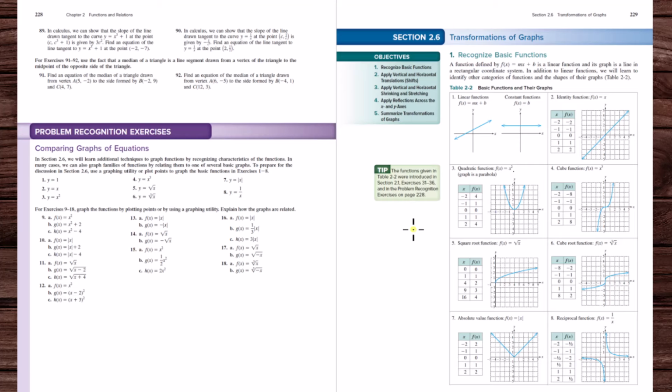You could do the same things with a relation. You could do this with any graph. So what we're thinking about is any equation, function or not function, any equation, you can apply these transformations that we're going to talk about. The types of things we just went over.